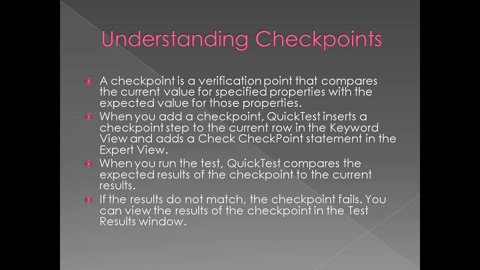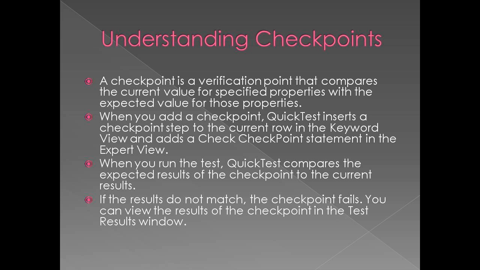When you add a checkpoint, Quick Test inserts a checkpoint step to the current row in the keyword view and adds a checkpoint statement in the expert view. By default, Quick Test names the checkpoint using the name of the test object on which the checkpoint was created. You can choose to specify a different name for the checkpoint or accept the default name.